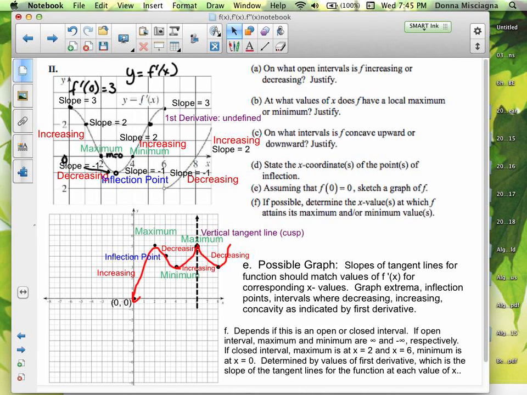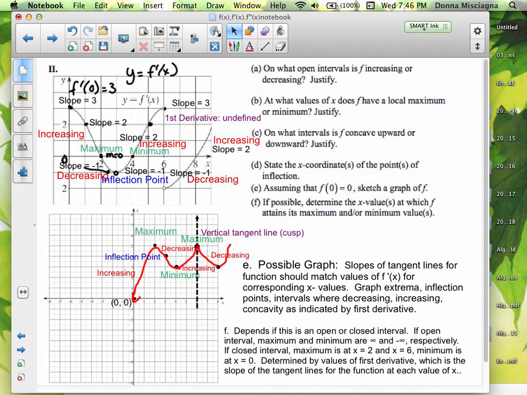So the slopes of the tangent lines for our function should match the values of f prime of x for corresponding x values. Graph extreme, inflection points, intervals where decreasing, increasing, concavity is indicated by the first derivative. If possible, determine the x values at which the function maintains a maximum or minimum value. And it's going to depend if this is an open or closed interval. If it's an open interval, the left side is going to keep going down to -infinity. So that is no local minimum, no absolute minimum. And then to the right side, you're going to keep going up to infinity.